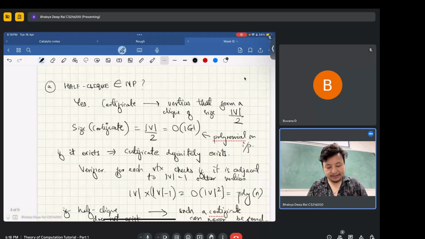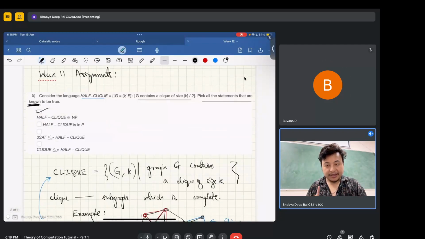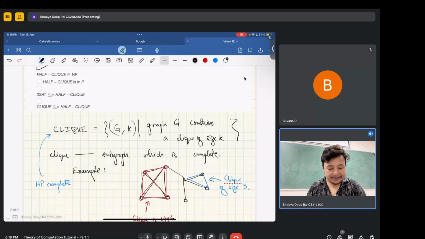So I'll just quickly recap. We are looking at week 11 assignment question 5. The language given to us is half click. G is a graph and we need to check whether it contains a click of size v by 2. What is a click? A click is a subgraph of the graph which is complete. What is meant by complete? All the vertices are adjacent to each other.